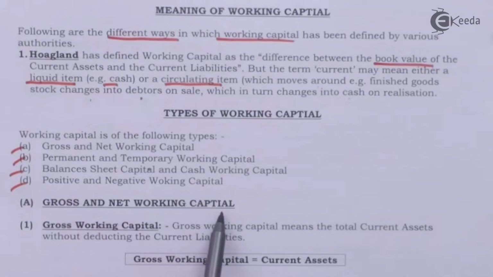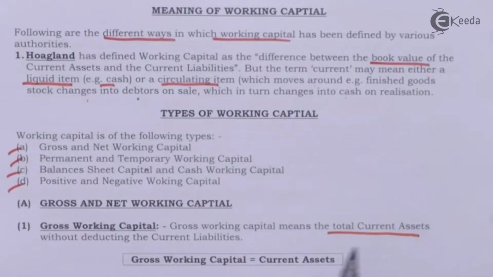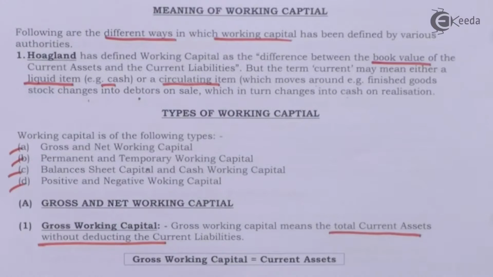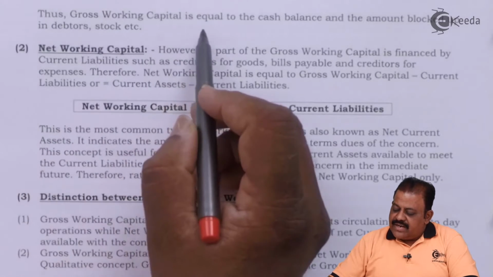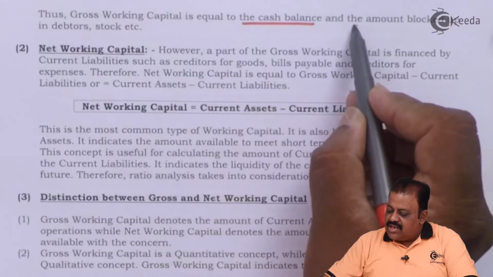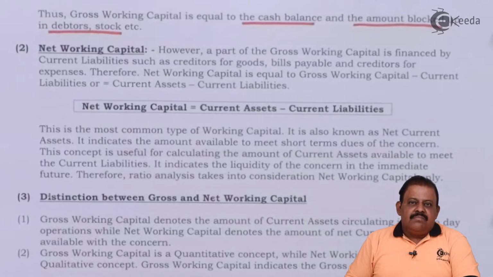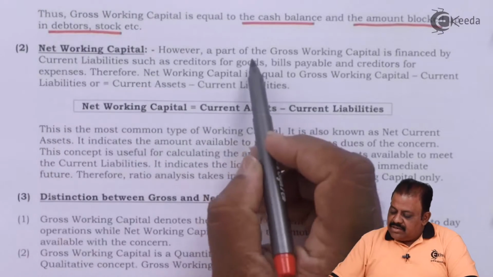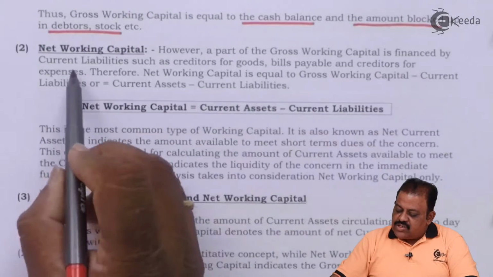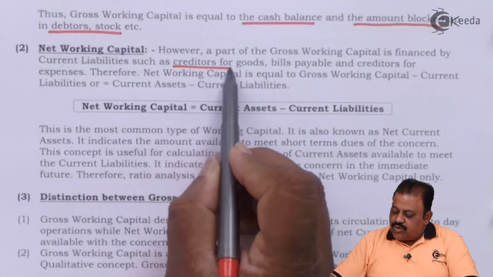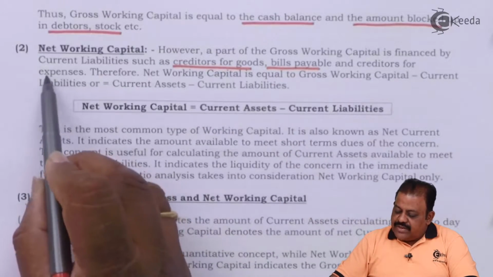What is gross and net working capital? Gross working capital means the total current assets without deducting current liability. So gross working capital is equal to nothing but total current assets of the business. Thus gross working capital is equal to the cash balance and the amount blocked in debtors, stock, bills receivable, prepaid expenses, etc. Net working capital: part of gross working capital is financed by the current liabilities such as creditors for goods, bills payable, creditors for expenses.